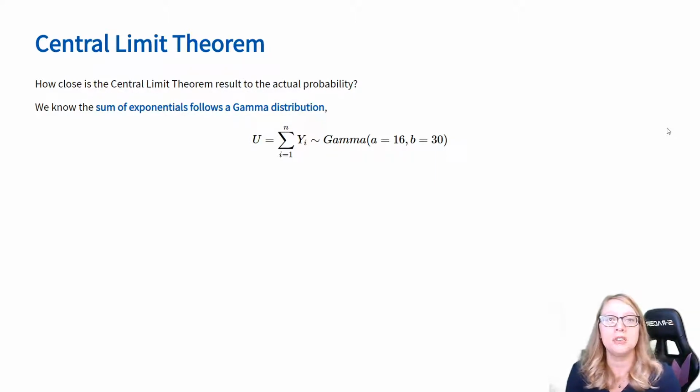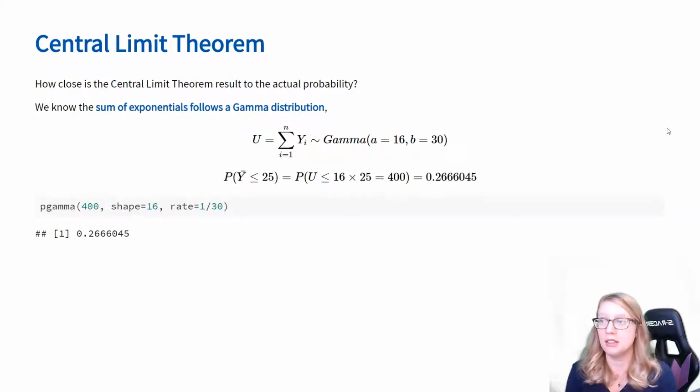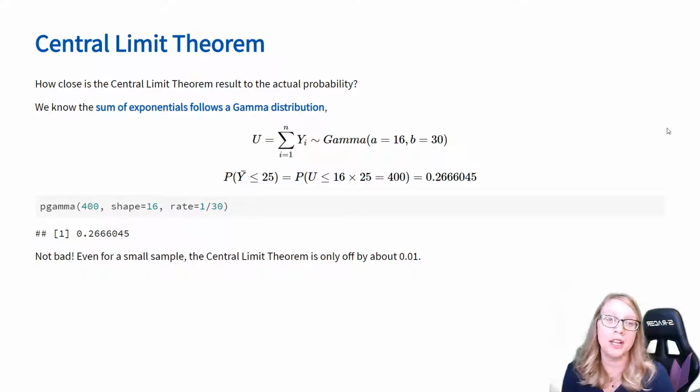So let's let u be the sum of these exponential distributions. We know that follows a gamma. Then the probability that the sample mean is less than 25 is the same as the probability that the sum of the wait times is less than 16 times 25, or that the sum total wait is less than or equal to 400. Using a gamma distribution, that's 0.2666.